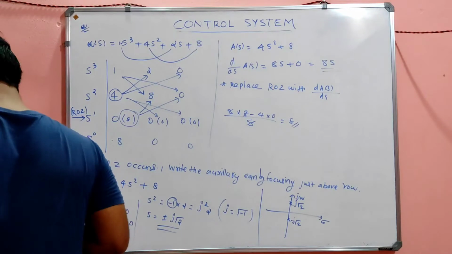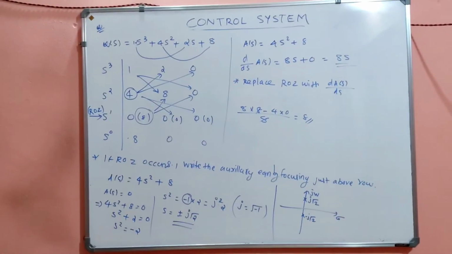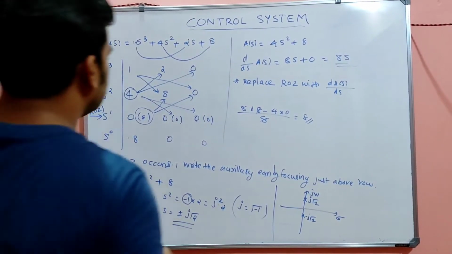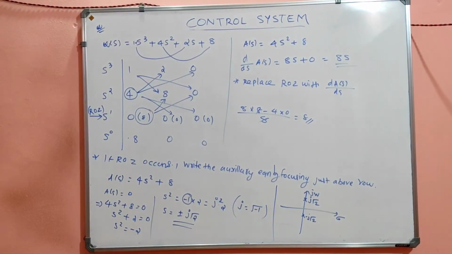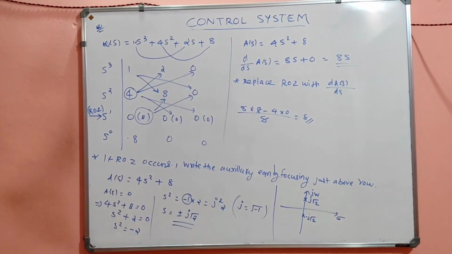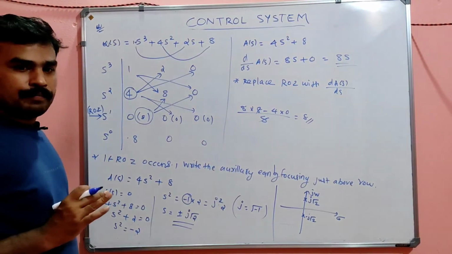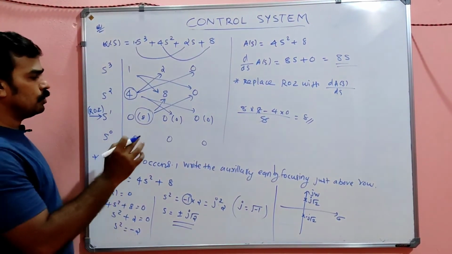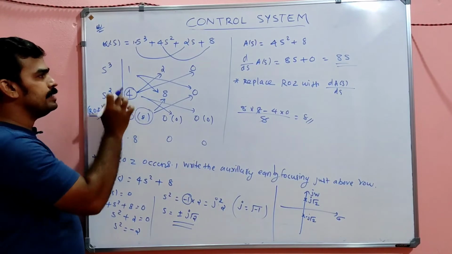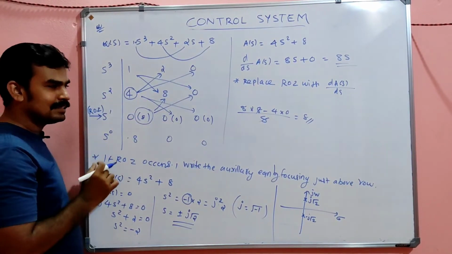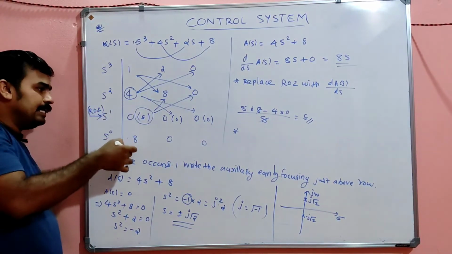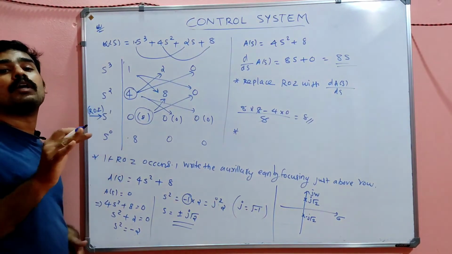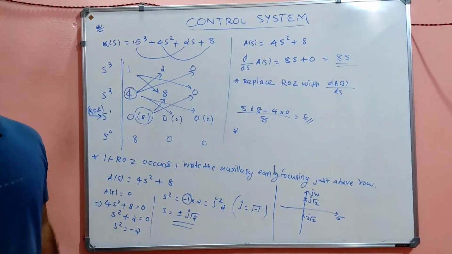Is it clear, my dears? If there is any doubt, my dears? Okay. So what do you get finally? You got finally first column containing 1, 4, 8, 8. Is there any sign change on the first column? No. There is no sign change on the first column.